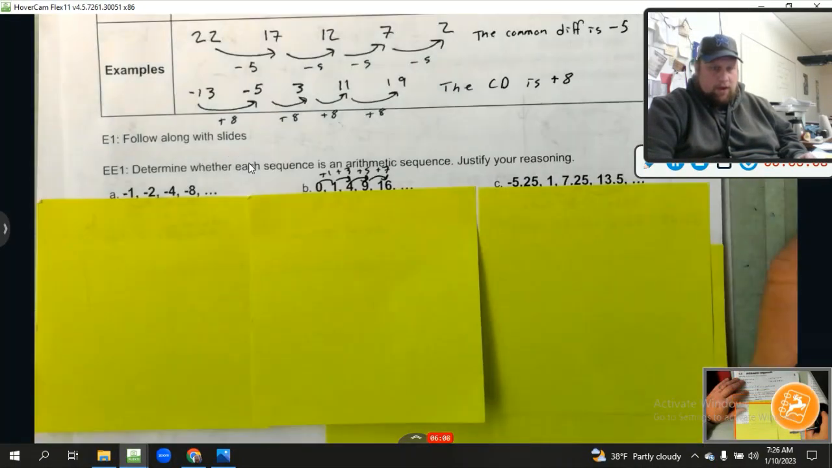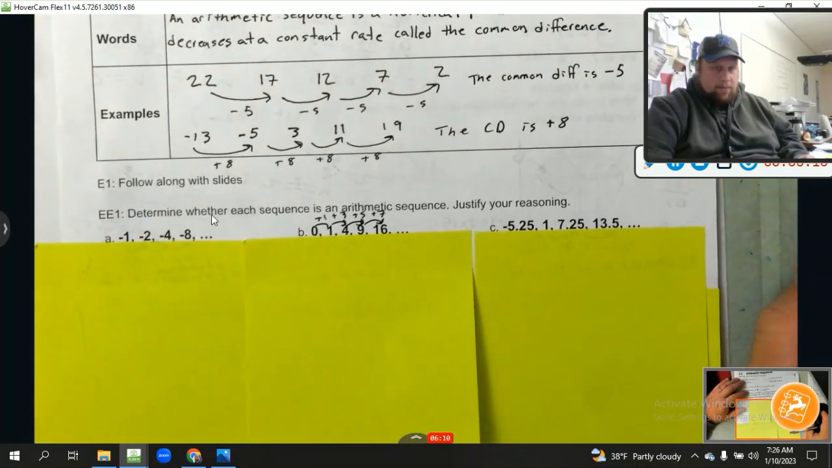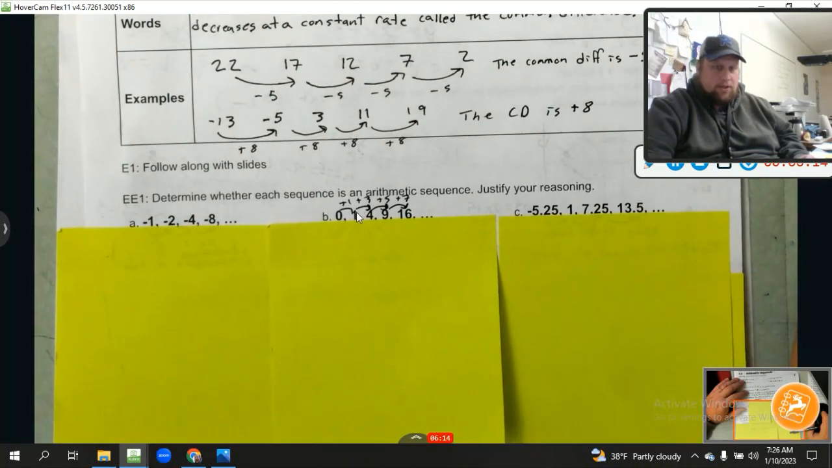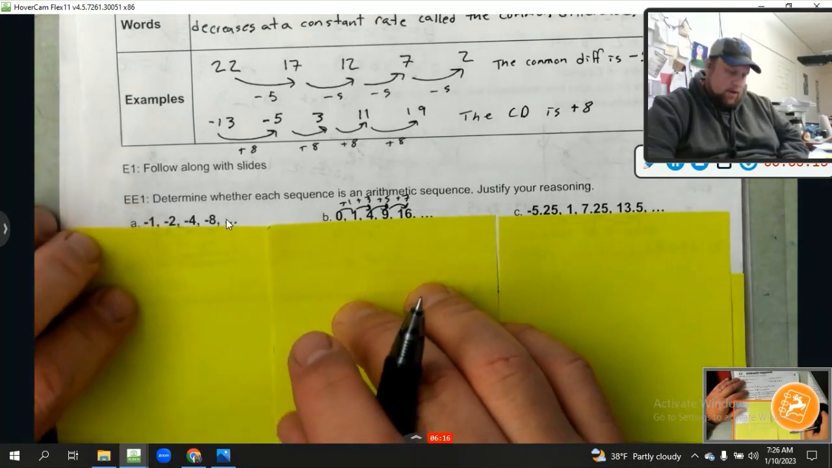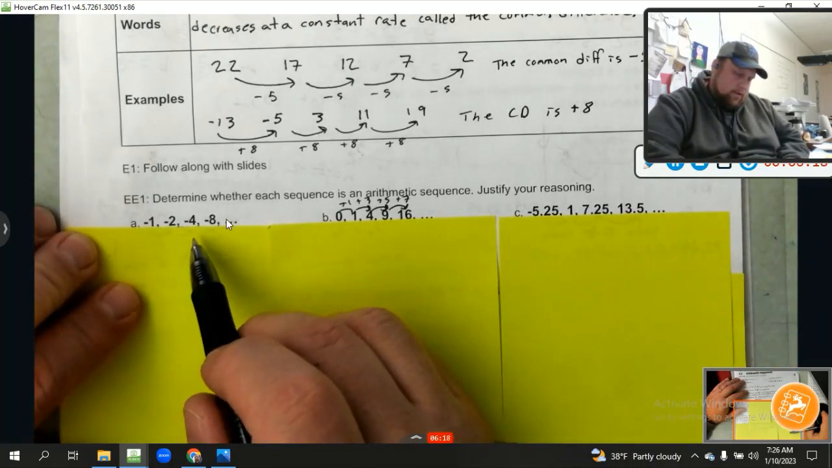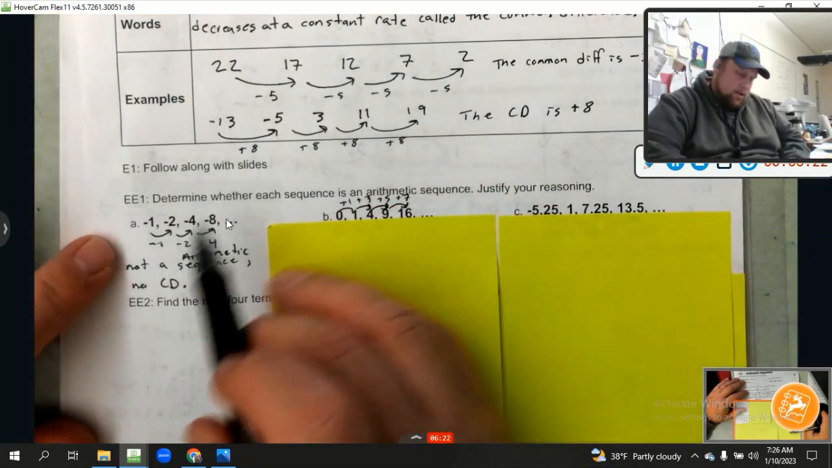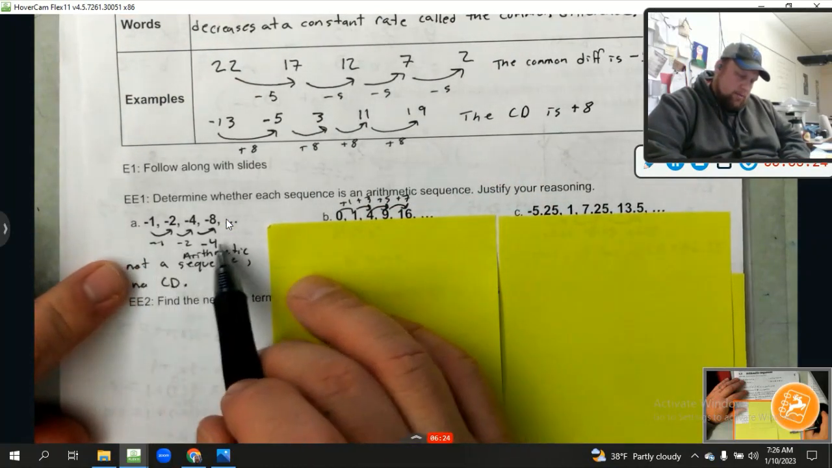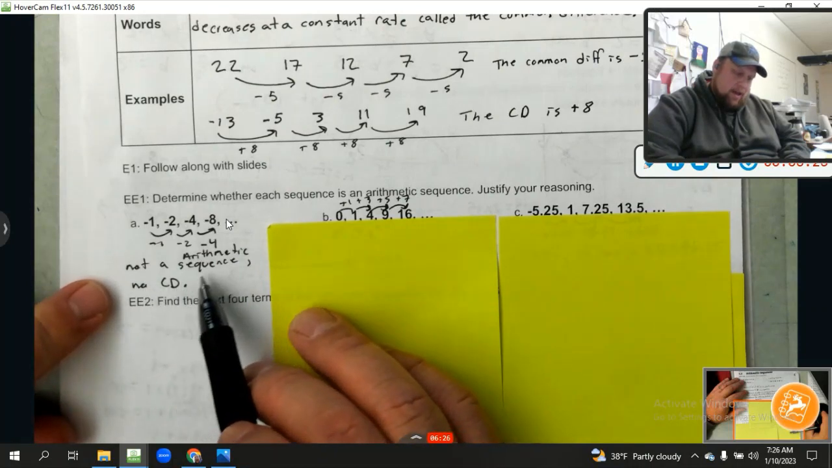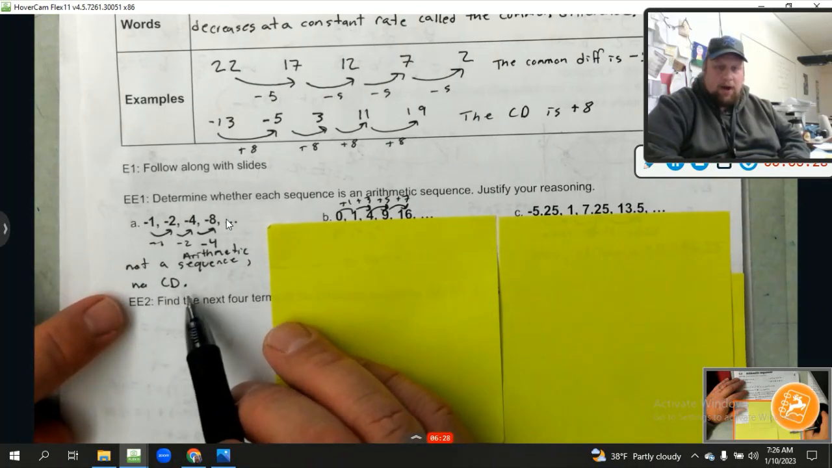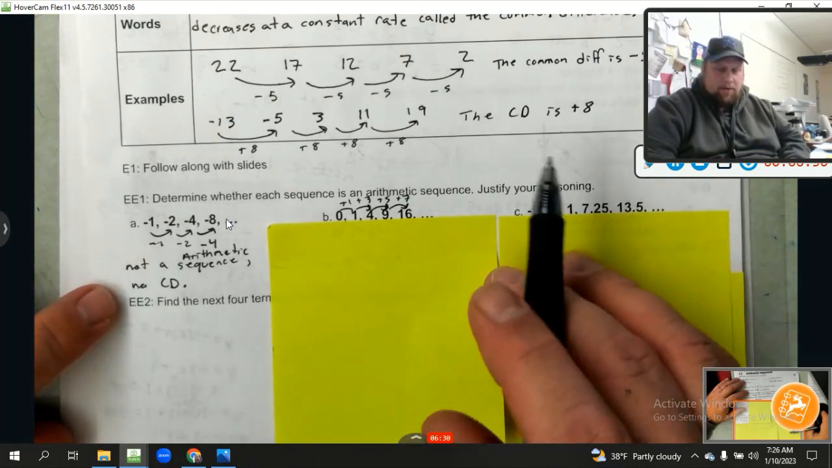Got that all filled in. And we're going to do our own example. So I want you guys to look here. Determine whether each sequence is an arithmetic sequence. Justify your reasoning. Let's look at this. -1, -2, -4, -8. What do you think? Well, let's look. Notice that it's -1, -2, -4. That's not an arithmetic sequence because it has no common difference. I just use CD for common difference.